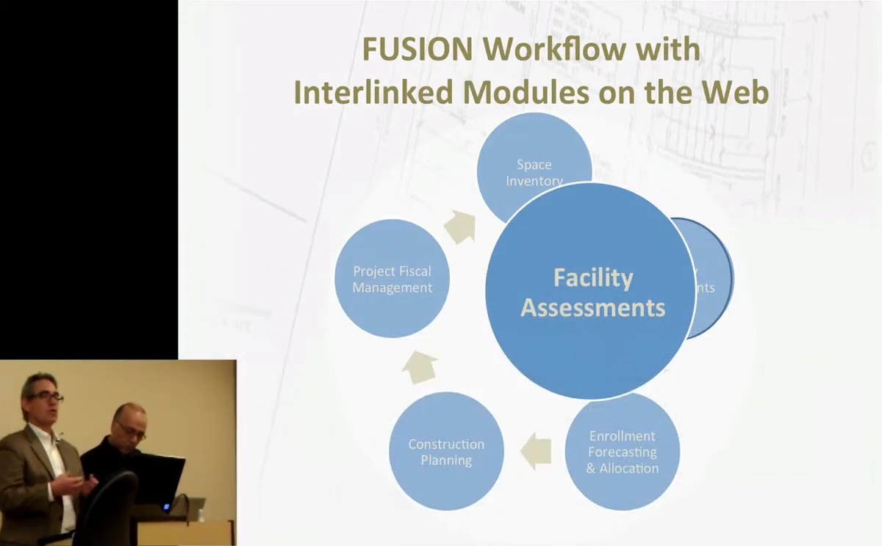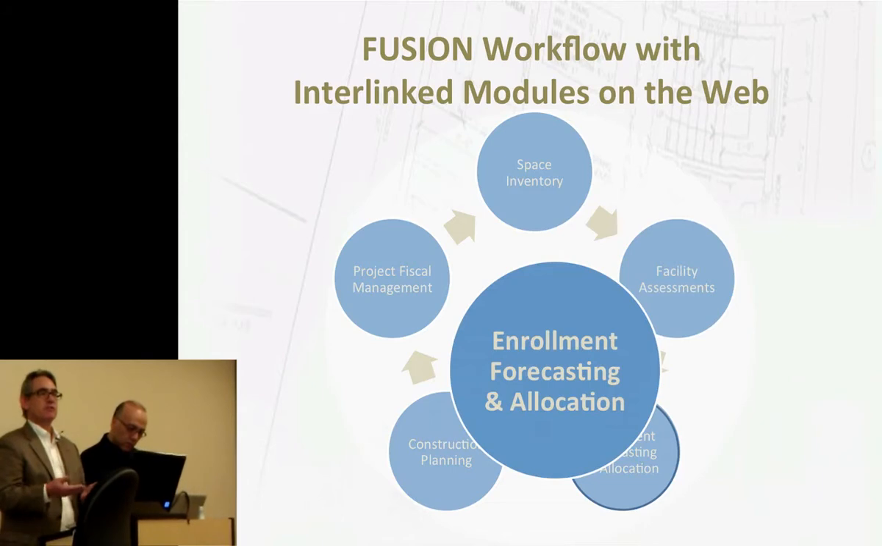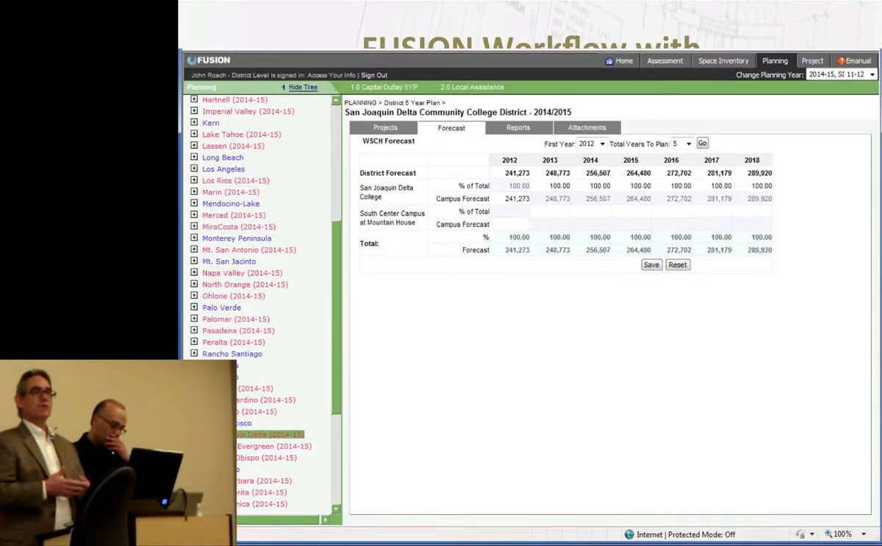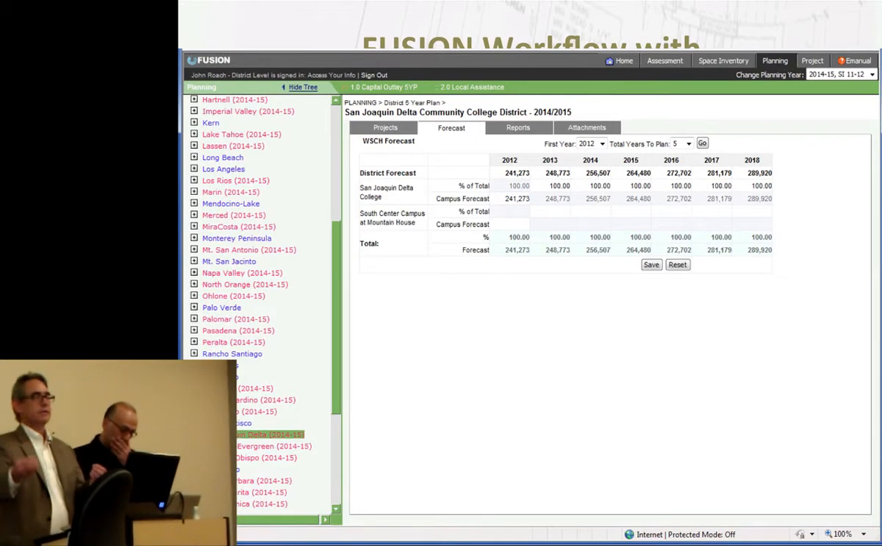Next step in the workflow is the enrollment forecasting. Each year, the district office enters into Fusion their estimate for enrollment forecast for each district. The districts then are responsible to go into Fusion and take those enrollment forecasts and allocate them out across their districts and then extrapolate for out years.